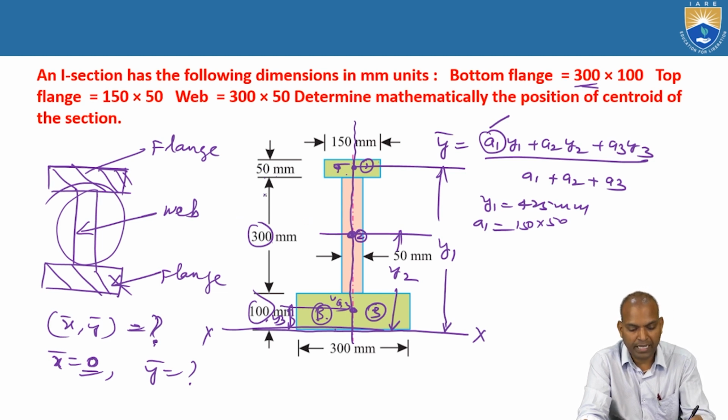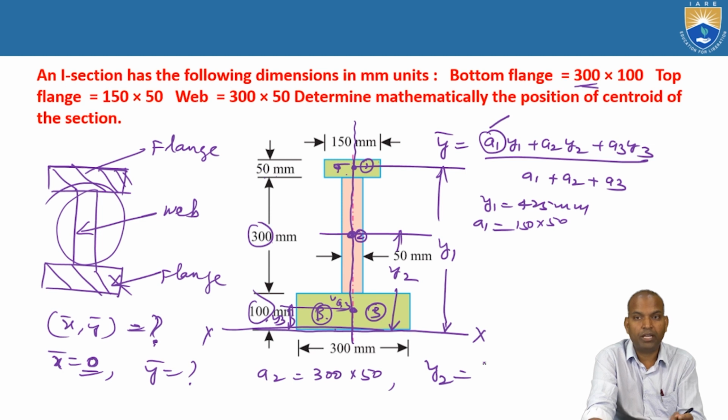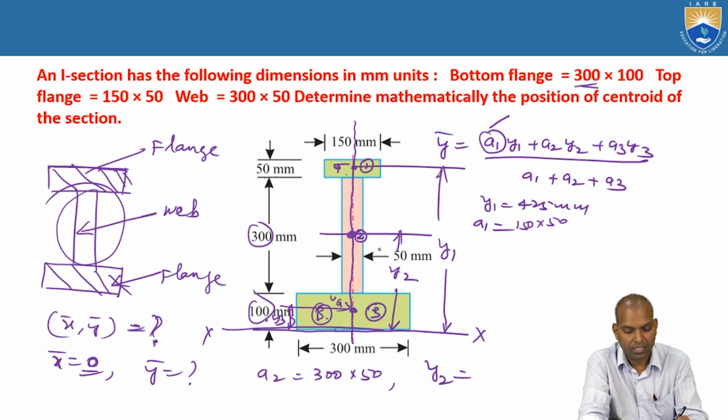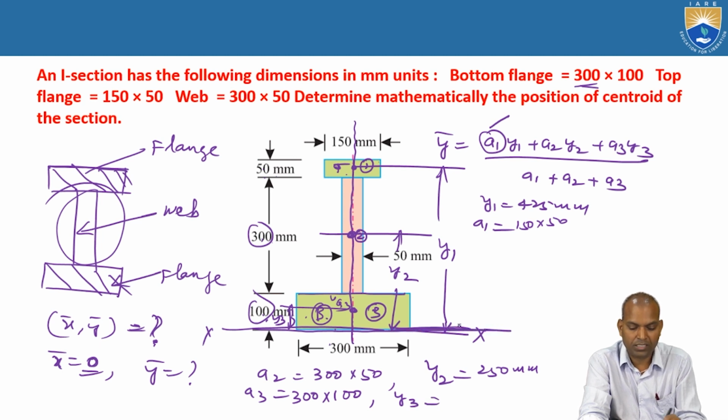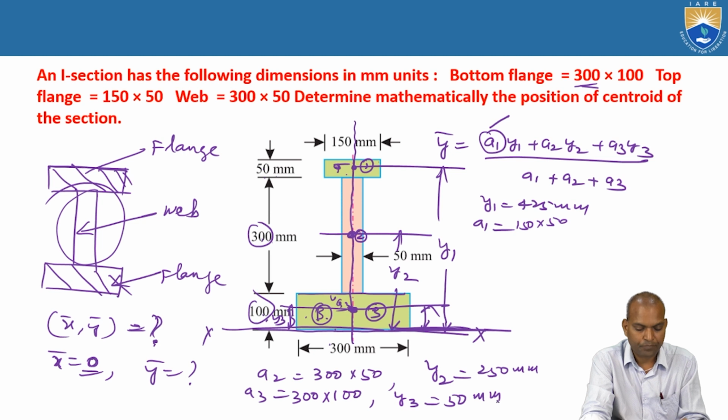Next, A2, the area of the rectangular section, A2 equal to 300 times 50. What about y2, the centroid of section 2 from the reference axis? That is 100 plus 300 by 2, which is 150, that is 250 millimeters. A3, the area of section 3, is 300 times 100 square millimeters. What about y3, the distance from the reference axis to the centroid of section 3? That is 100 by 2, that is 50 millimeters.